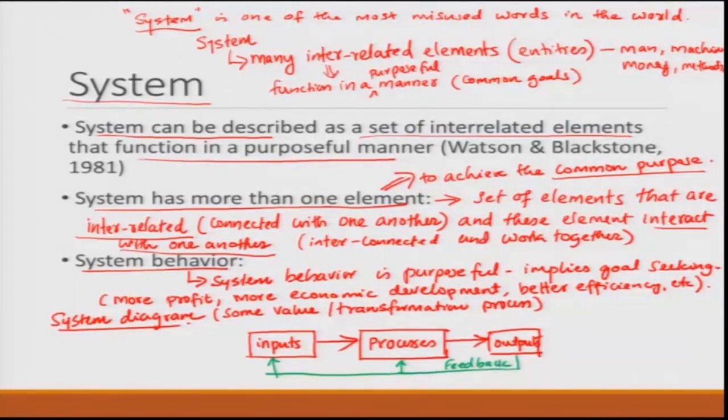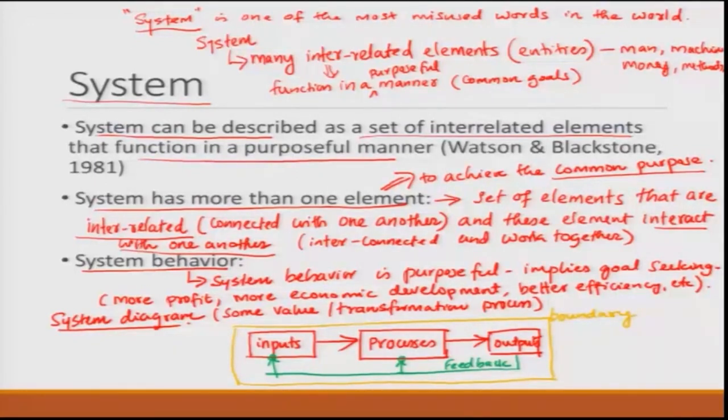So the output will tell us whether this output was as per the requirement or not. If the processes need to be changed, it will change the processes, or if the inputs need to be modified, it will modify the input. Along with this, we will also have what we call the boundary of the system. So if this is what we are focusing on to study the system, then the rest of it is what we call the boundary.